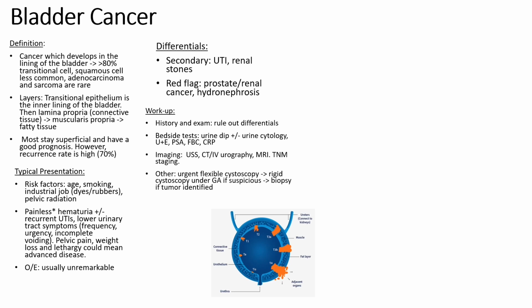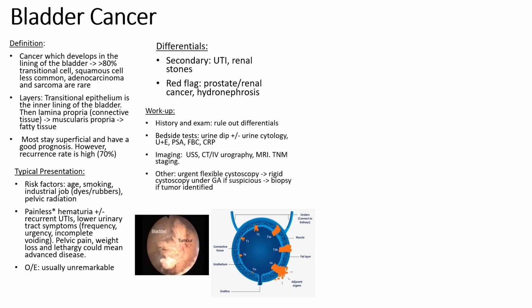But the most important investigation, which should be done for all painless hematuria, is flexible cystoscopy, which, like you see in this picture, allows us to really visualize the lesion close up. If we see something suspicious, we put in a rigid cystoscope, which will allow us to get a biopsy, but only if the lesion still looks like a tumor.